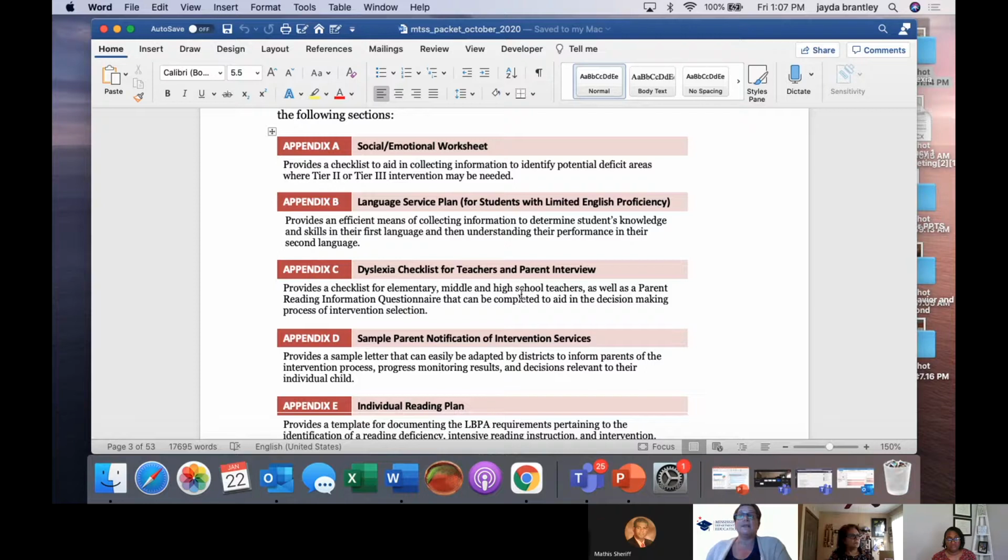Appendix B, that's the language service plan. I don't know if Sandy wants to jump in and say anything about that, or if she just wants me to wait till we go to Appendix B. Let's just wait.